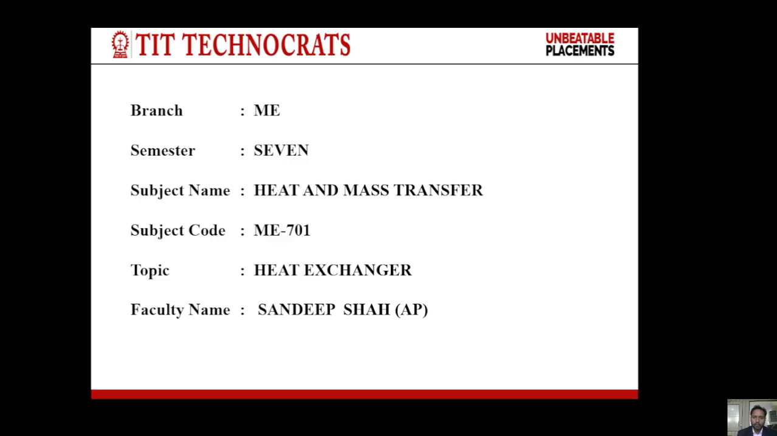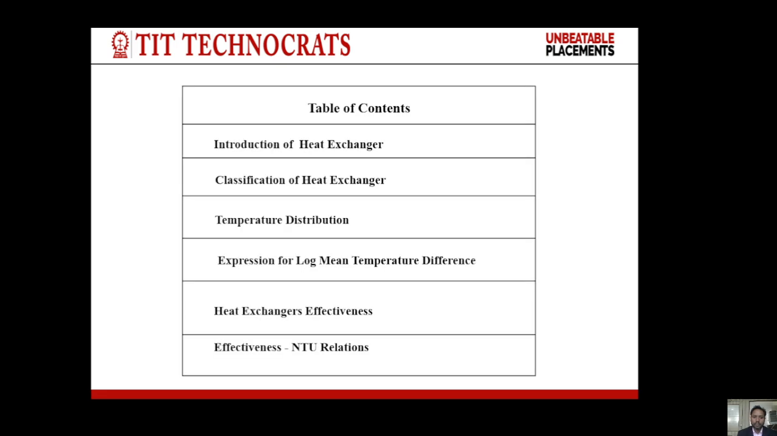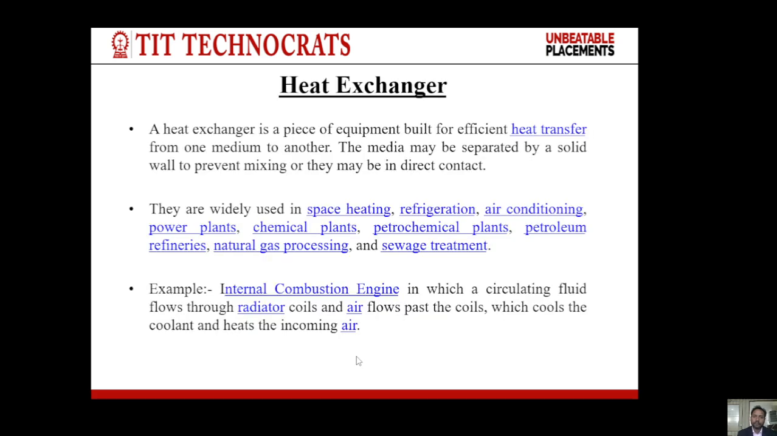Today we are going to start a new chapter of the Heat and Mass Transfer subject, and the chapter is heat exchanger. This is the table of contents in which we will study one by one. First is the introduction of heat exchanger, then classification of heat exchanger, temperature difference distribution inside a heat exchanger, and the expression for log mean temperature difference. The next chapter is heat exchanger effectiveness, and finally we will discuss the effectiveness and NTU relations.